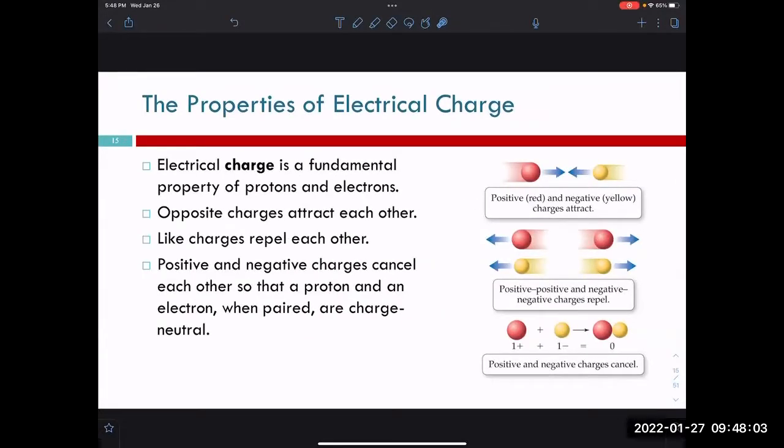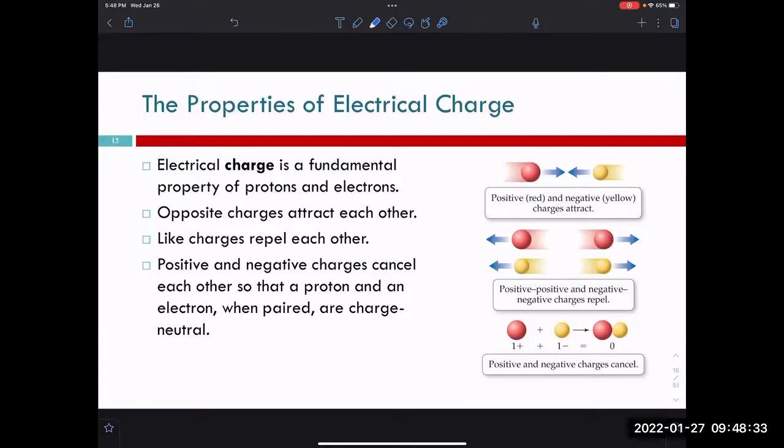Okay, so electrical charge is super important for how we talk about and understand the behavior of atoms. Why does sodium chloride, table salt, bond together? Why don't they just stay as their individual elements? So it's going to be really important to understand these fundamentals about electrical charge.